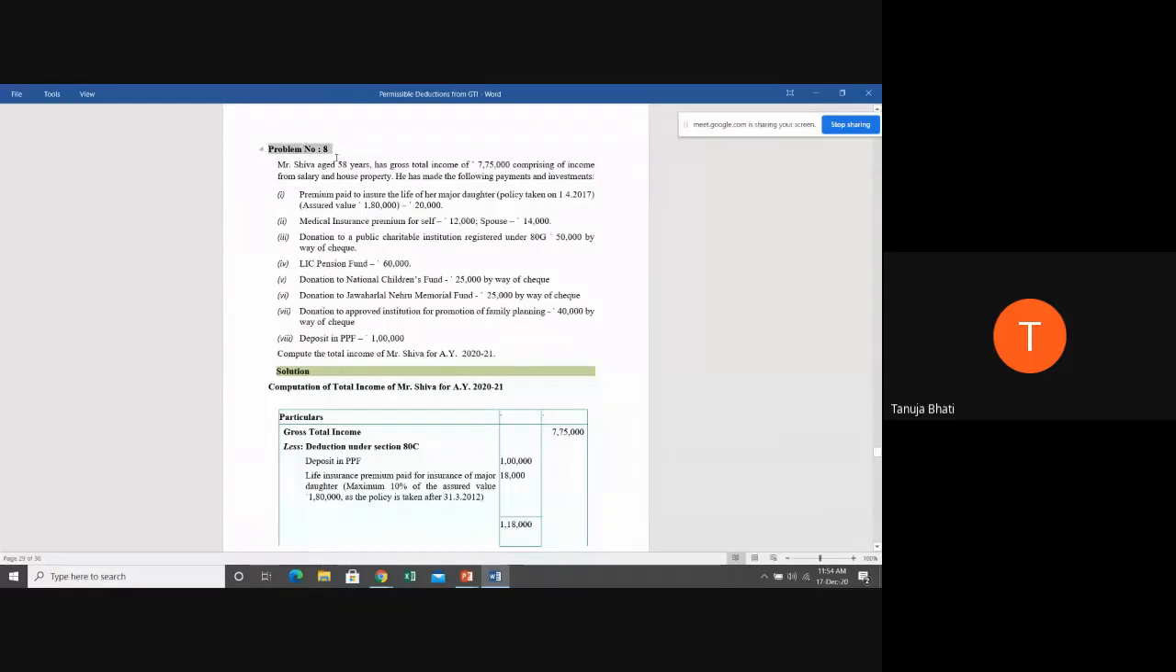So let us see problem number 8. Mr. Shiva, aged 58 years, has a gross total income of 7,75,000. Gross total income is nothing but the total of all the 5 heads, comprising income from salary and house property. From the 5 heads, he is having income from only 2 heads, that is salary and house property. He has made the following payments and investments. Now you are all supposed to tell me, students, under which section he is going to get a deduction.